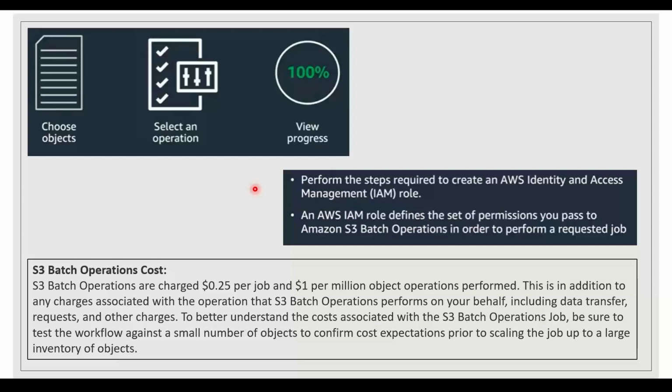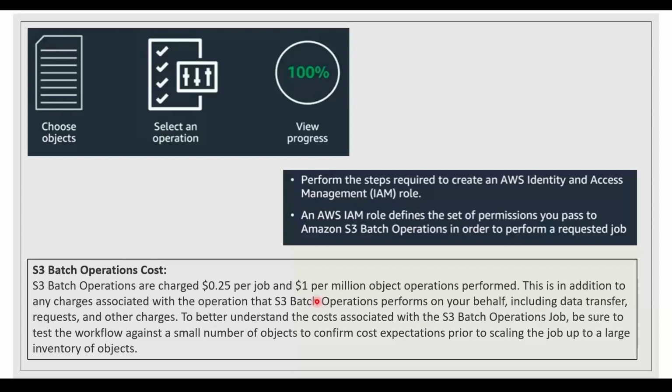I've given a high-level hint on what the cost will be. When you're performing batch operations, you will be charged 25 cents per job. Then for object operations, you'll be charged $1 per million objects you're planning to change. But if you're moving the data from one region to another, data transfer out is chargeable, so we will also have to think about that.